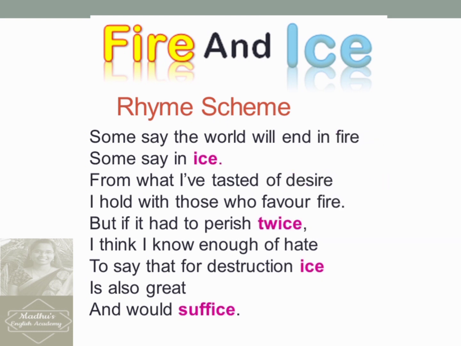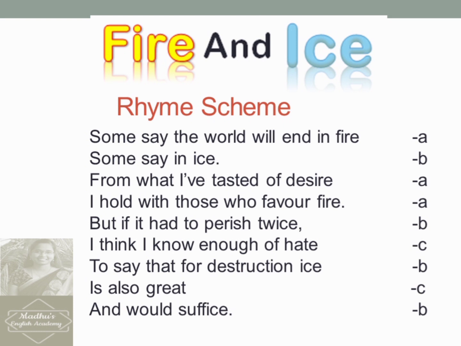Find out the next set of rhyming words. We have ice, twice, ice and suffice. So we should mark them as B. So we have got 4 B's here. Following them we have hate and great. So we should mark them as C. So children, finally the rhyme scheme of this poem is AB, AA, BC, BC, B.